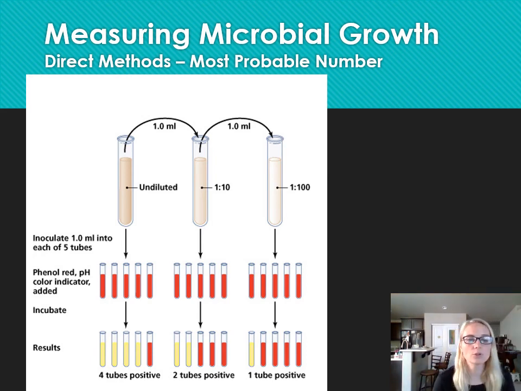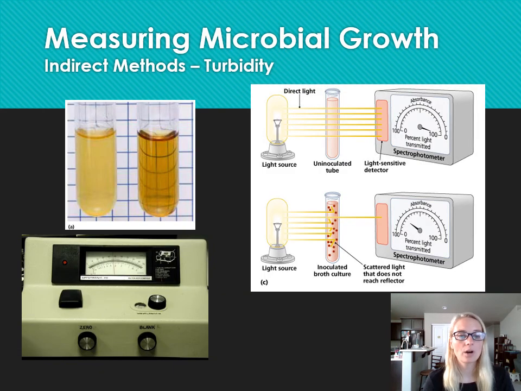All right, so those are our direct methods, how researchers can count how many bacteria they have in their sample, whatever kind of sample they have. The last couple are indirect methods. With indirect methods, we're not actually counting individual bacteria or living cells. We're looking at other representations of how much bacteria you have.